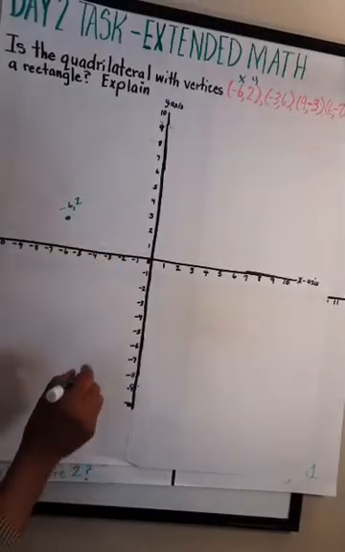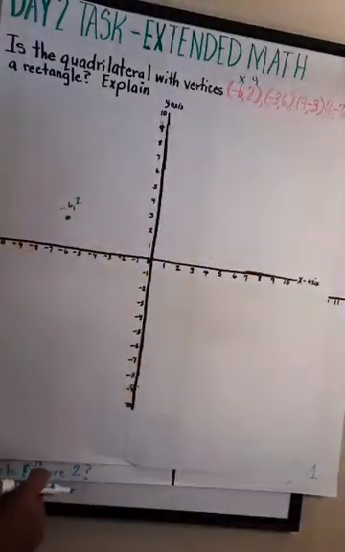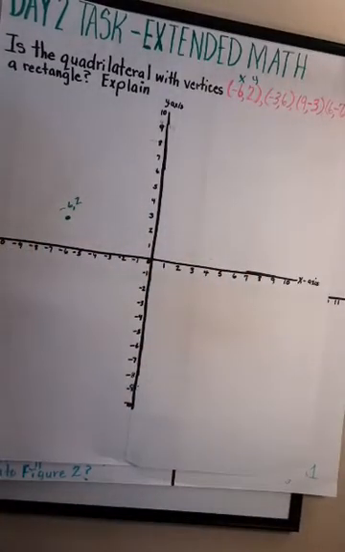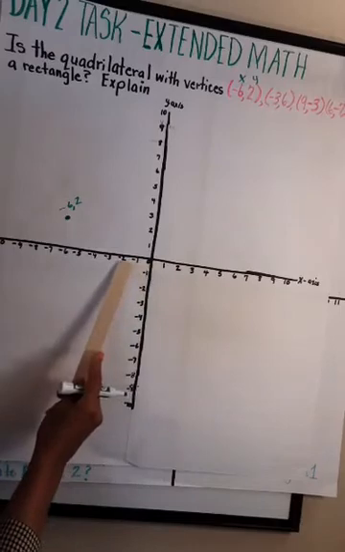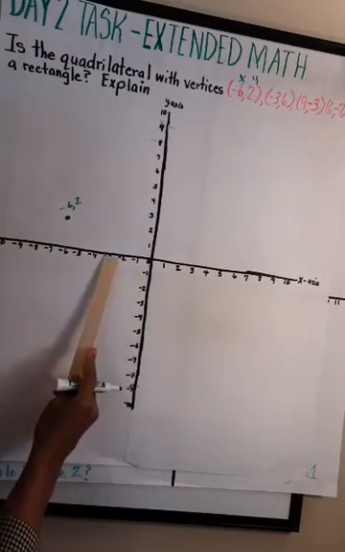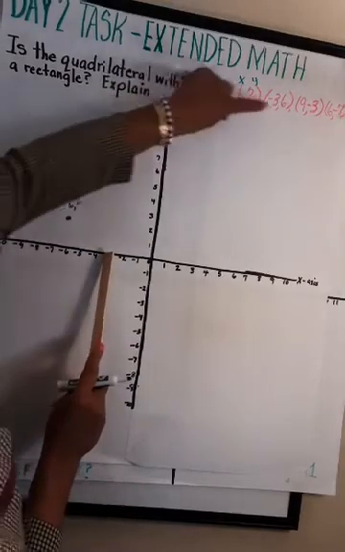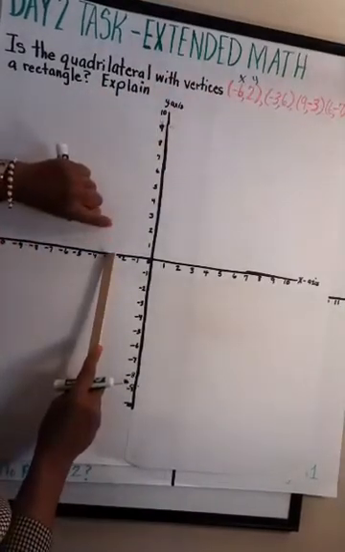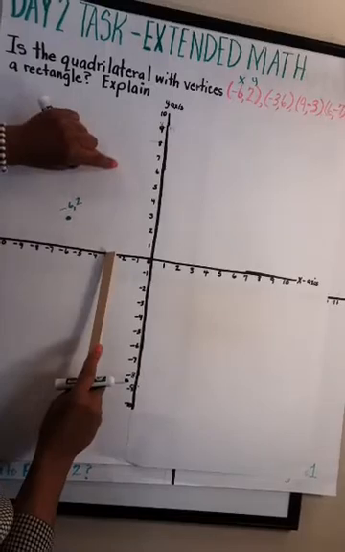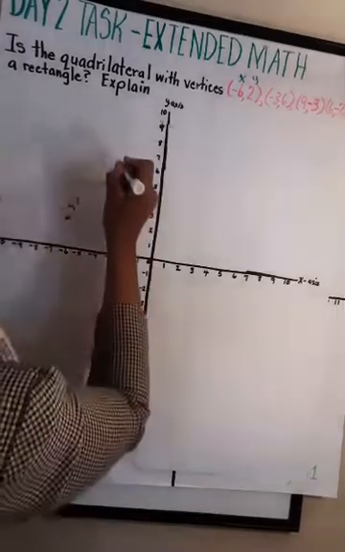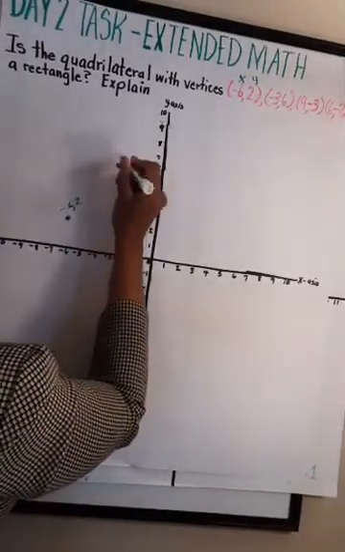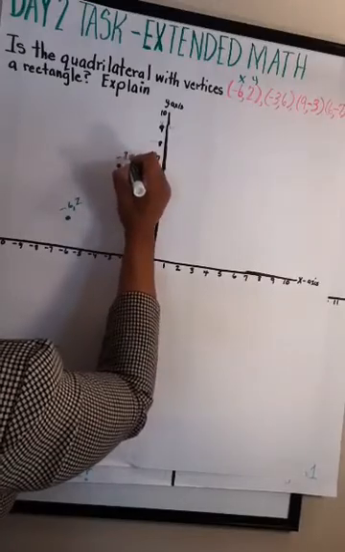All right? Then we got to find (-3, 6). So what we do, we go here and we find our negative 3 and we go up 6. So we count up on the y-axis 1, 2, 3, 4, 5, 6. So our point should be right in here. So this is (-3, 6).